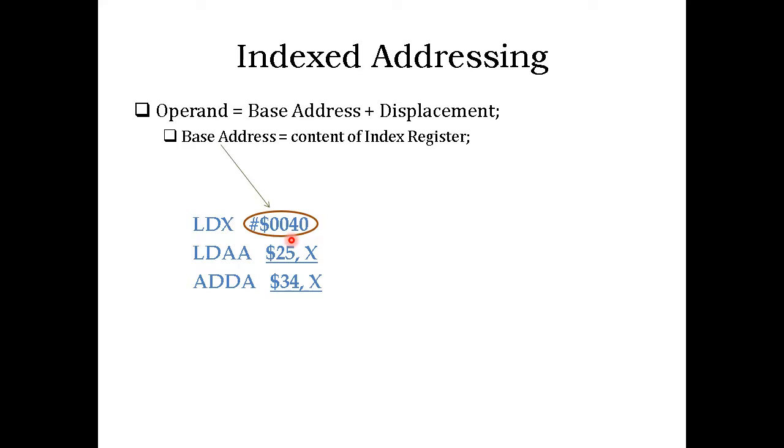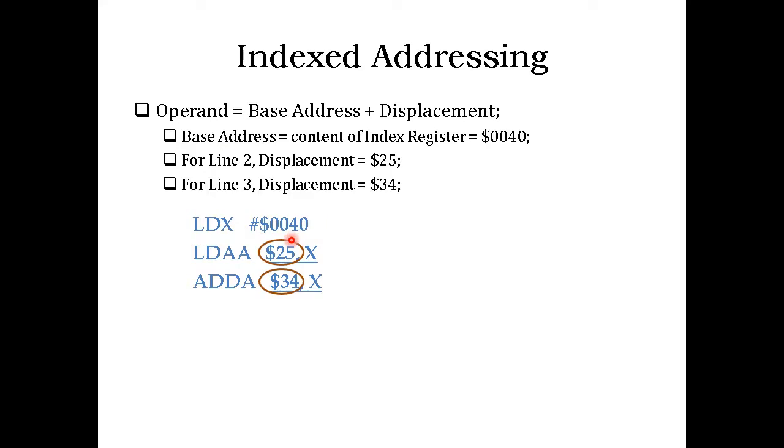I also need one more piece of information, which is the displacement. How can I find the displacement? The displacement is actually given with each of the lines. You see here in line number 2, the displacement is $25, meaning in hex, right? In line number 3, the displacement is $34. So you are given the displacement in the line. Now you have the base address for both lines, which is the same, 0040, but the displacement is different for each line.